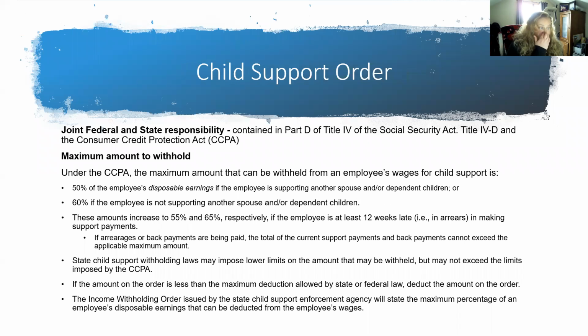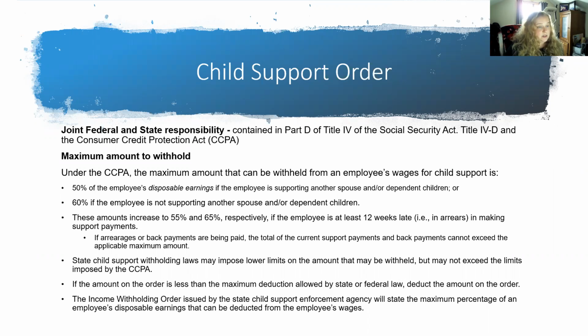So child support orders, under the CCPA, which is the Consumer Credit Protection Act, 50% of the employee's disposable earnings can be withheld for child support if the employee is supporting another spouse or family. 60% if the employee is not supporting another spouse or dependent child. These amounts increase by 5% each if the employee is in arrears by at least 12 weeks, and the child support order should say that.